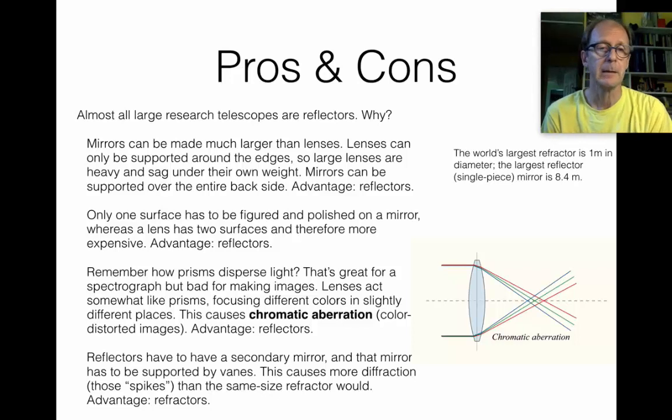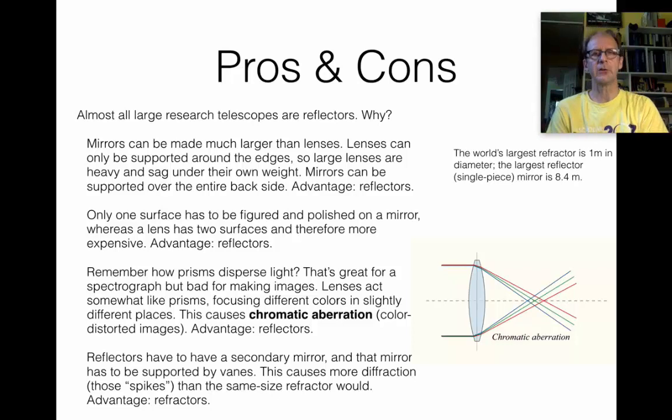They don't care. The one disadvantage that reflectors have is that secondary mirror. Light, when it passes the secondary mirror and also the structures that hold the secondary mirror in place, will cause diffraction. And that diffraction will cause a little bit lower contrast in the image. Also, if you've seen images of stars with spikes in them, that is caused by diffraction. So generally the largest research telescopes in the world are all reflectors.